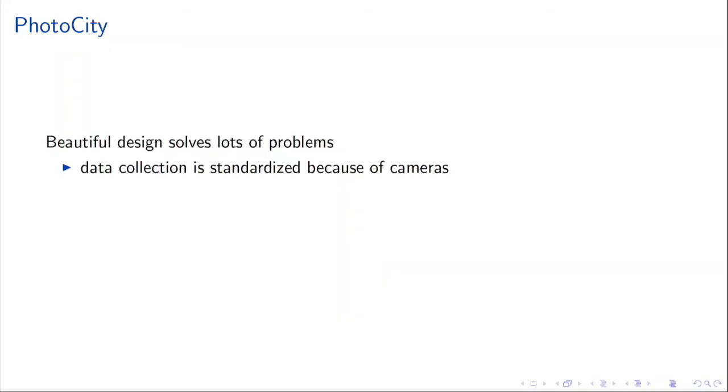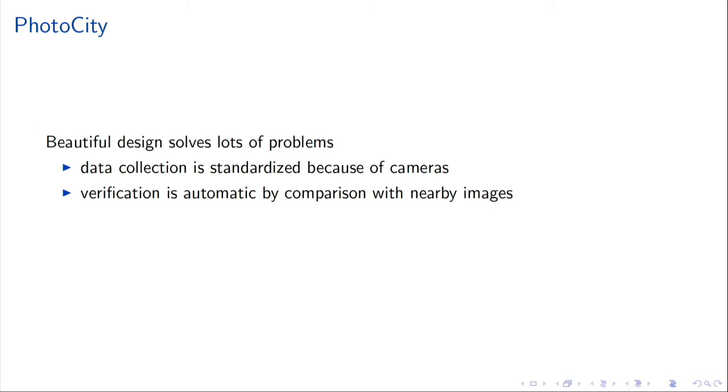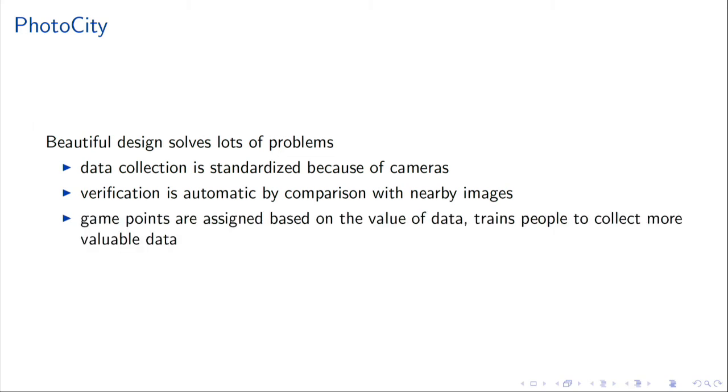As I said, standardizing the data collection means de-skilling, which increases the number of people that can participate. The verification is automatic by comparing to nearby images. The other thing I love about this is that they help people contribute more valuable information using the scoring system. The number of points you get for your picture is related to the number of pixels it adds to the reconstruction. So over time, they're teaching the respondents how to contribute better and better data.